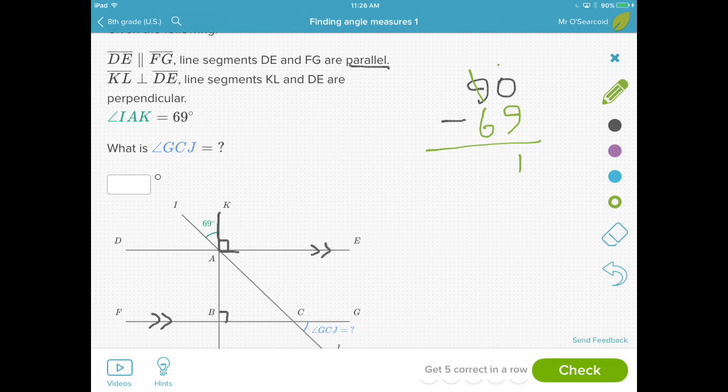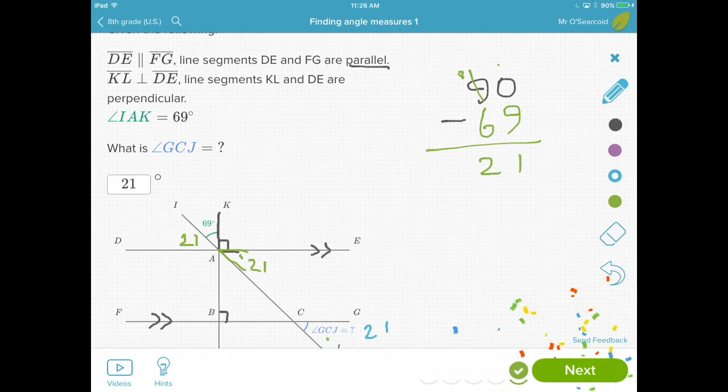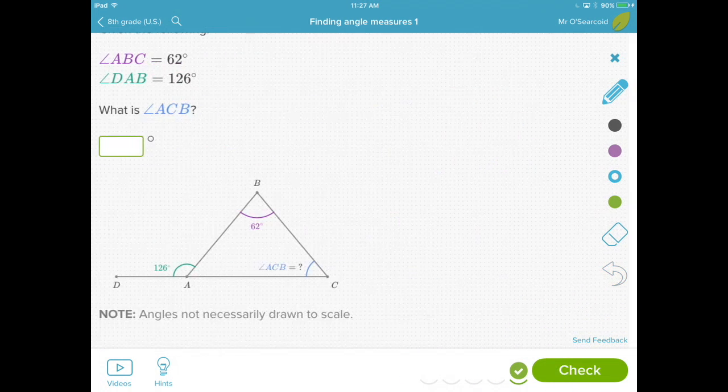So we subtract 69 degrees from 90, we of course get 21. So this angle right here is 21 degrees, completing the 90-degree angle, which means its vertical angle is also 21 degrees. And so the adjacent angle is 21 degrees, the vertical angle is 21 degrees, so the corresponding angle is also 21 degrees. And there we have it down there.